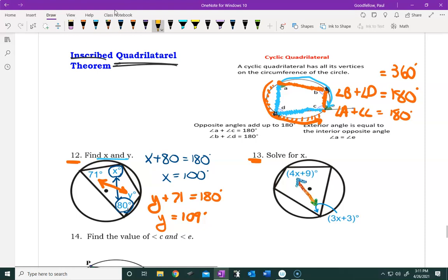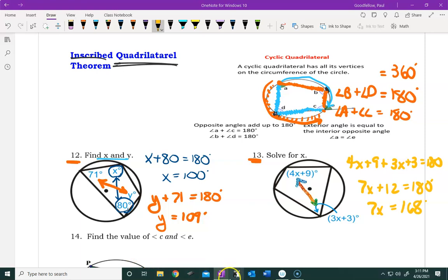These two opposing corners still have to add to 180 degrees. They're not equal to each other. They have to add to 180 degrees. Okay. Combine your like terms. 7x plus 12 is equal to 180. Subtract your 12. 7x is equal to 168. Check my math there, guys.